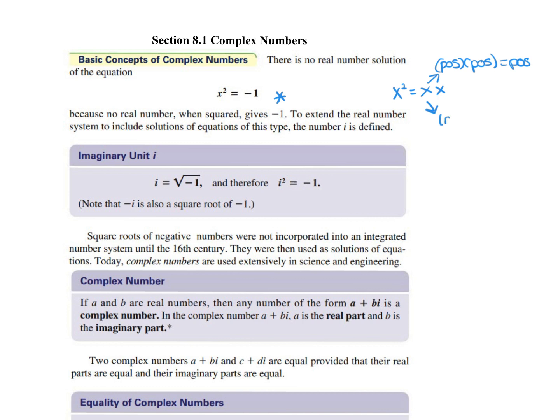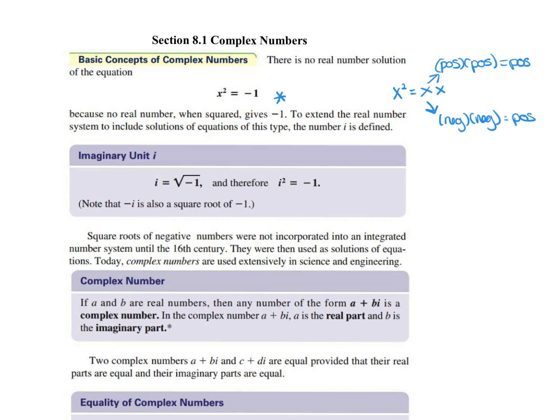If x were a negative, a negative times a negative is also a positive. So there's no way to have something squared and have it result in a negative, because positive times positive is a positive. Negative times another negative is a positive. It can't result in a negative.